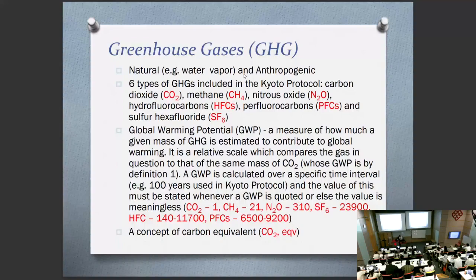So it means releasing the same amount of methane to the atmosphere will have 21 times the heat trapping effect of carbon dioxide. So you see, methane 21, nitrous oxide 310, and SF6 23,000 something, and then HFC, PFC. They all have global warming potential much higher than that of carbon dioxide. So it means actually their heat trapping ability is much stronger than that of carbon dioxide.